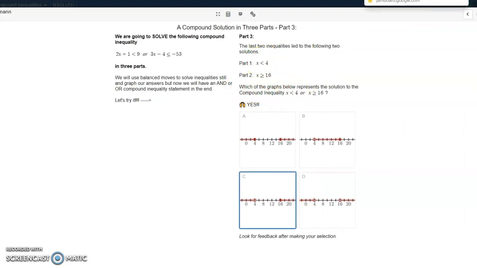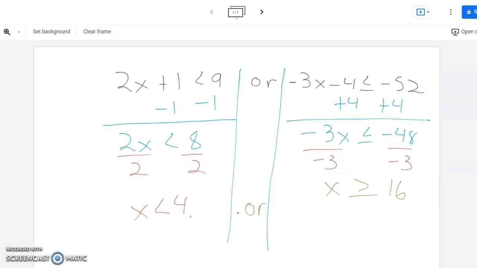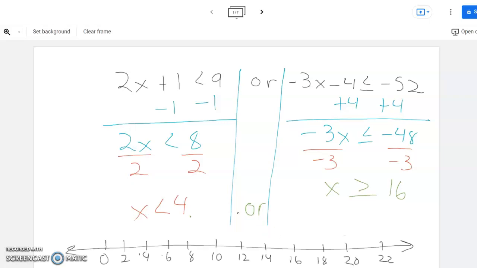Okay, so let's talk about how we would graph them. So I'm going to go ahead and just draw a number line, and let me give myself a little bit of room down here. All right, so now that I have my graph drawn, the first one I have is x is less than 4, but x is not equal to 4, so I'm going to have an open circle at 4, and then x is all the numbers that are less than 4, so my graph's going to go to the left, because 2 is less than 4, 0 is less than 4. And then I have x is greater than or equal to 16.